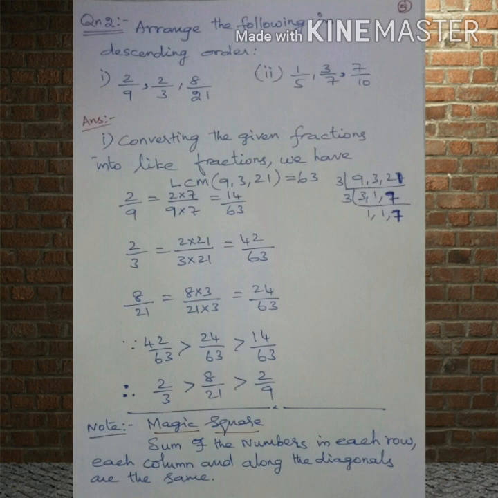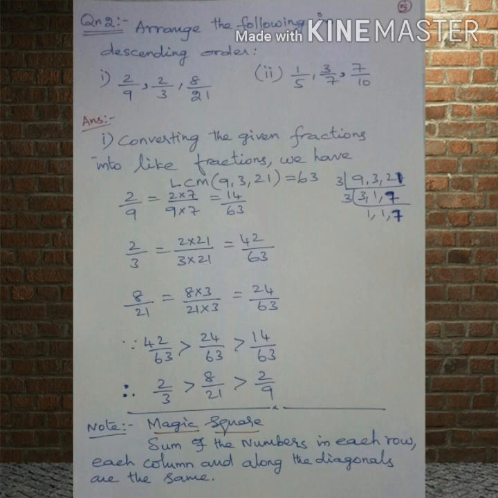You are all very familiar with descending order and ascending order. While you are converting into ascending order, you have to write the numbers from smaller to bigger. In case you are going to find the descending order, you have to write the numbers from bigger to smaller.